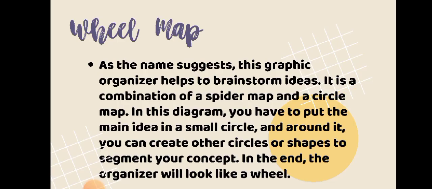In the examples, there is a circle in the middle and there are other subtopics in the different areas. So next is the wheel map. As the name suggests, this graphic organizer helps to brainstorm ideas. It is a combination of a spider map and a circle map. In this diagram, you put the main idea in a small circle, and around it you can create other circles or shapes to segment your concept. At the end, the organizer will look like a wheel.